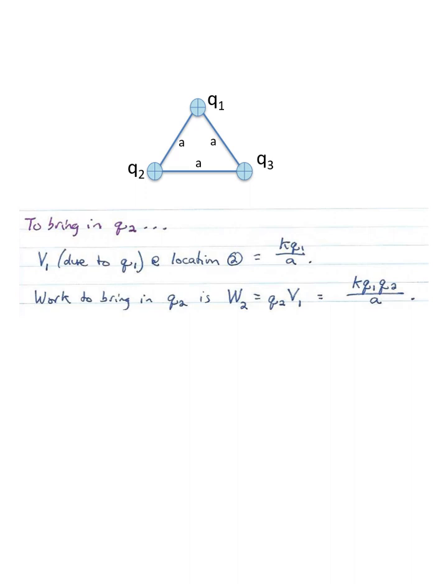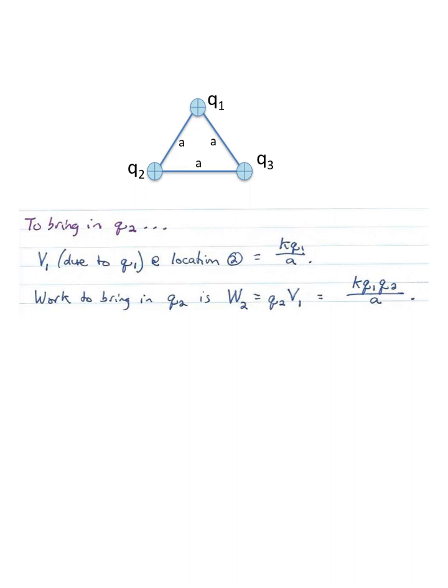Now, Q1 is there, it's present. Now think about the work it takes to bring in Q2. Again, assume that all of these are positive charges. We have to do work against that repulsive force from Q1. So we can say the voltage from 1, meaning due to charge 1, at location 2 is K times Q1 over A. That's the voltage from a point charge.